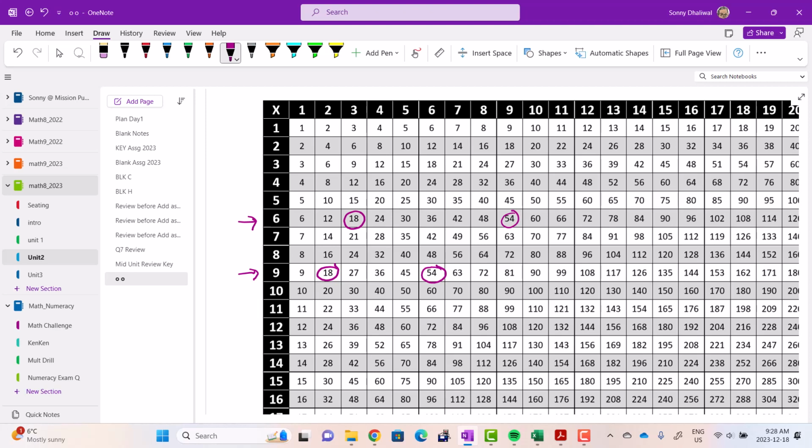All right, let's try 8 and 12. We have 8 here. We have 12 here. What is our common denominator? Look across, grab your sheet. What is the common multiple between 8 and 12? 24. Thank you. 24. All right.